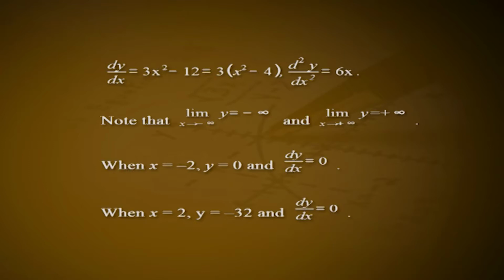Fifth one, note that limit of y as x tends to minus infinity is equal to minus infinity, and limit of y as x tends to infinity is equal to plus infinity. When x is equal to minus 2, y is equal to 0 and dy by dx is equal to 0. When x is equal to 2, y is equal to minus 32 and dy by dx is equal to 0.